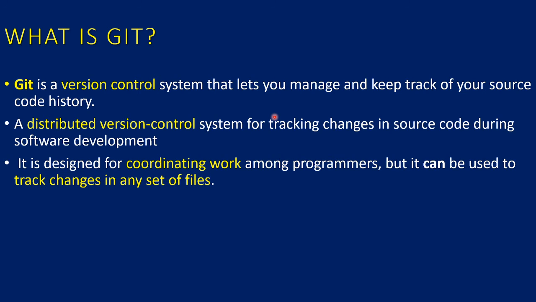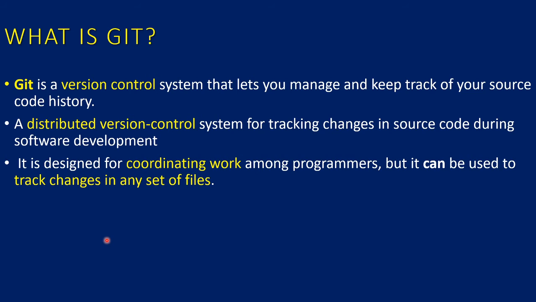So the original code, the first version, had only the means for people to log in. Now when you go back and create a logout functionality, that's a change and that's a different version. The way you can monitor the changes you're making to your code is by use of Git. That's why they say Git is a version control system that lets you manage and keep track of your source code. It's a distributed version control system for tracking changes in source code during software development.